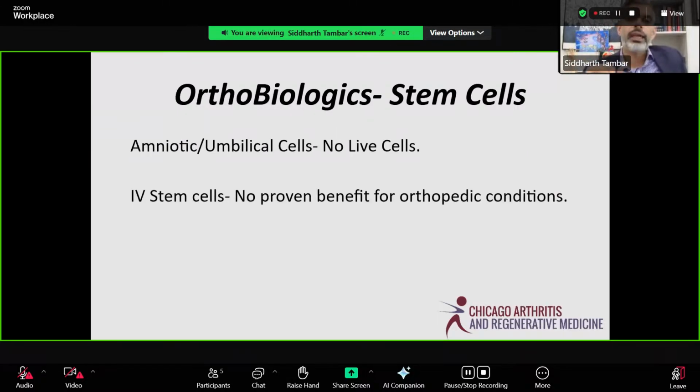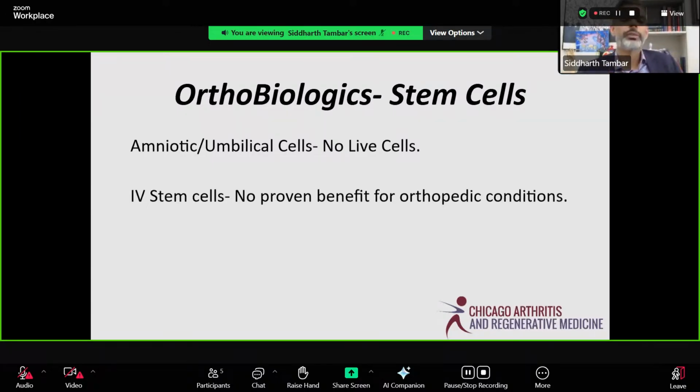You may hear about amniotic or umbilical cord cells. You probably don't hear as much about it nowadays. And the reason why is because there's no living cells in those products. And if clinics or vendors are advertising this as a stem cell treatment without living cells, the FTC has come and sort of squashed that. So I would try to avoid those.